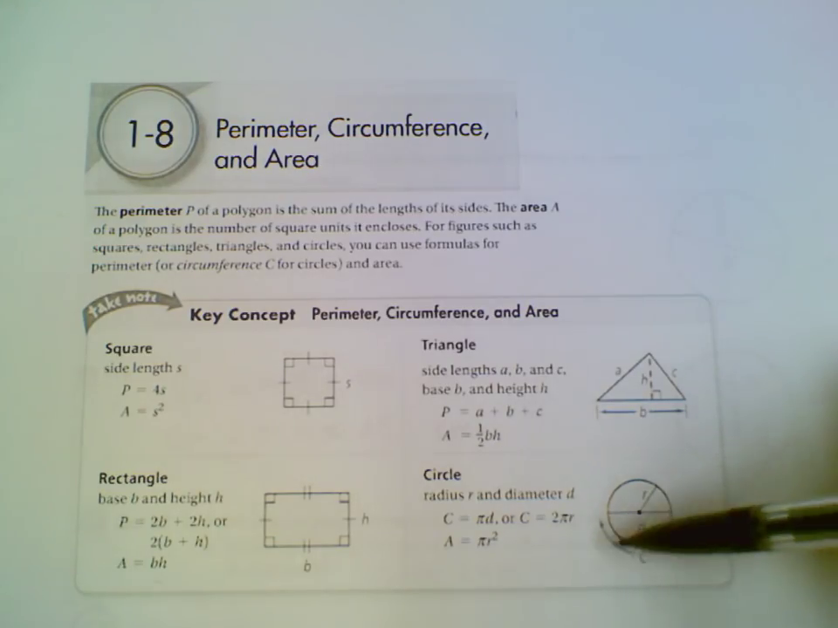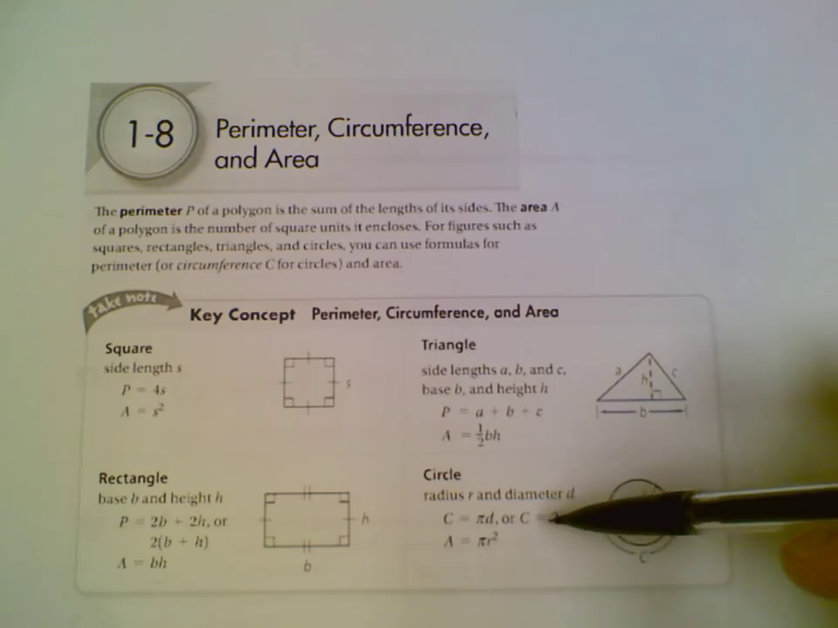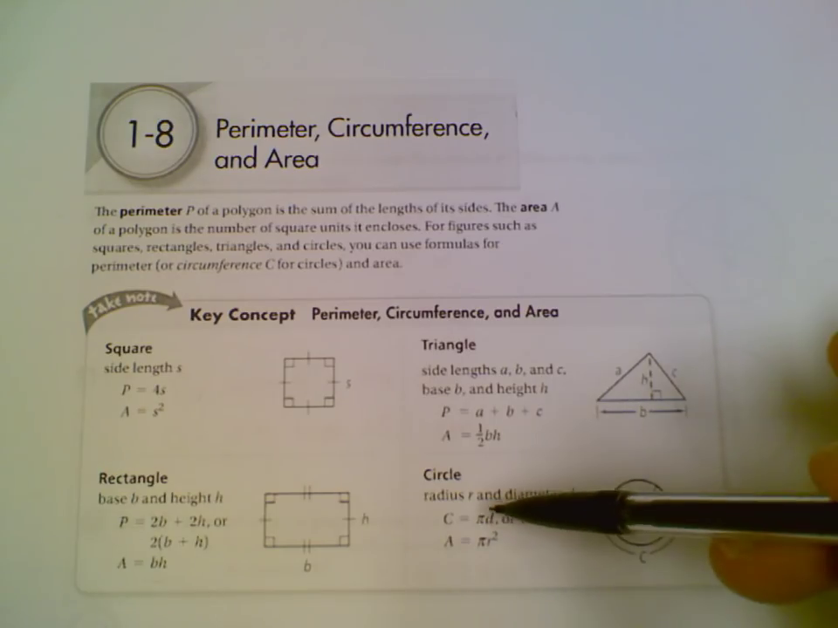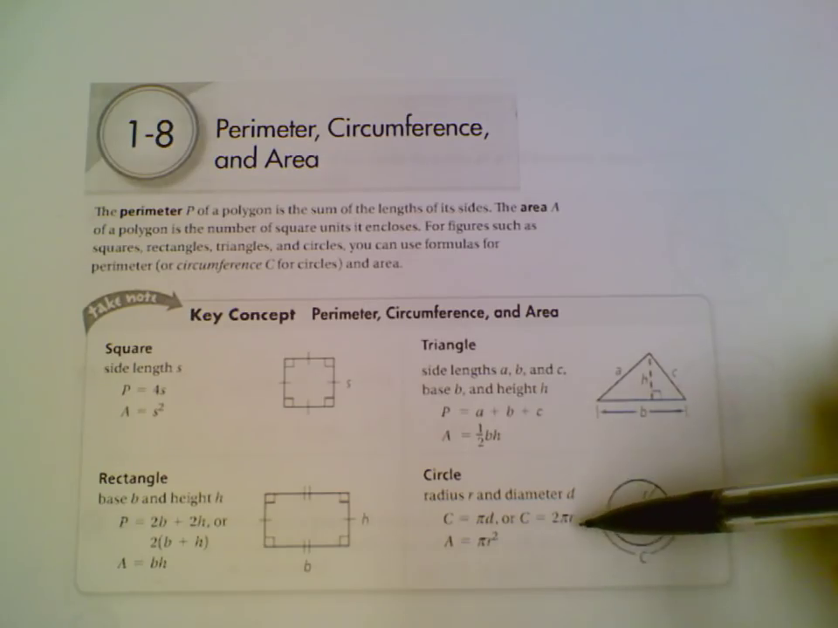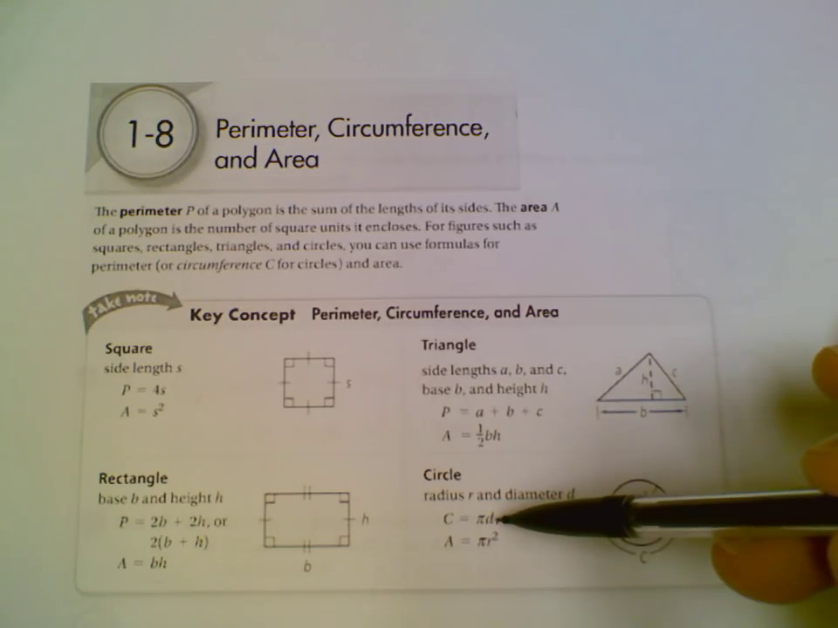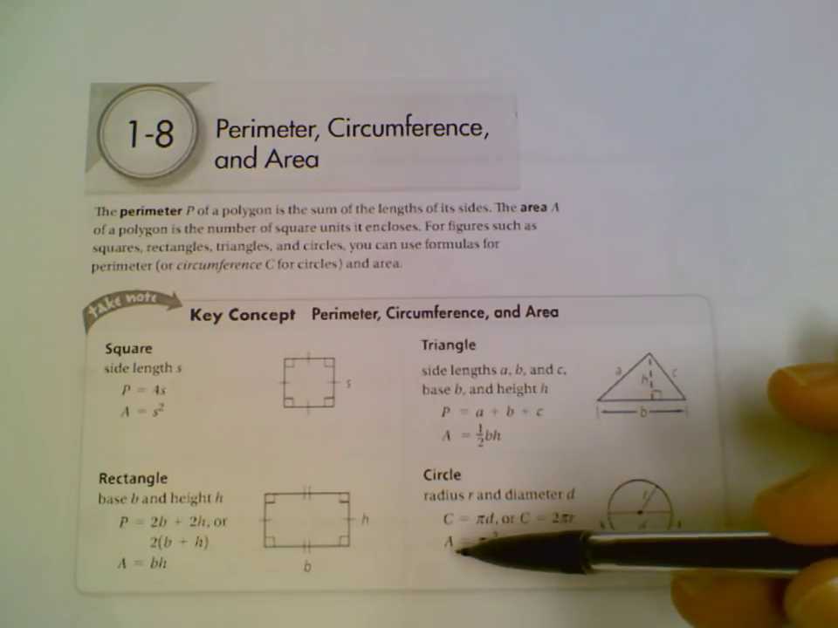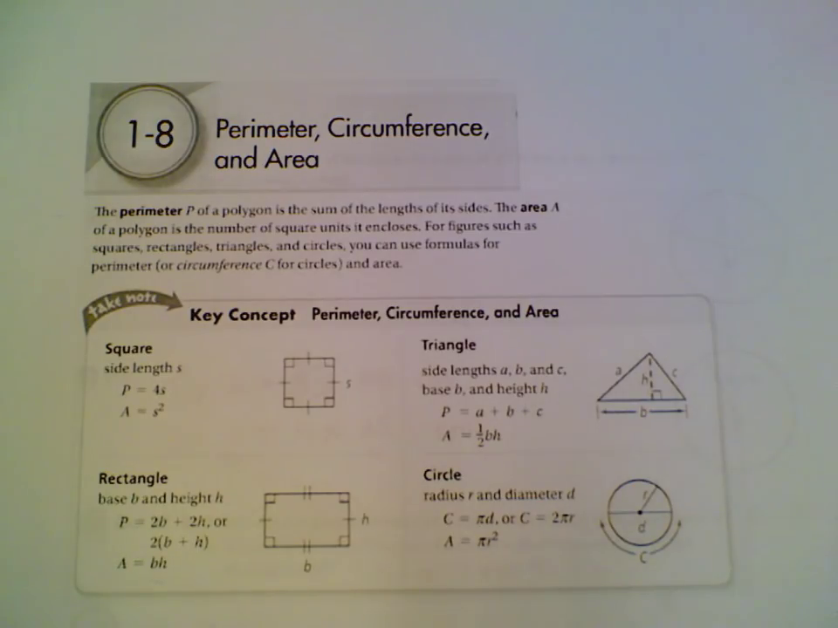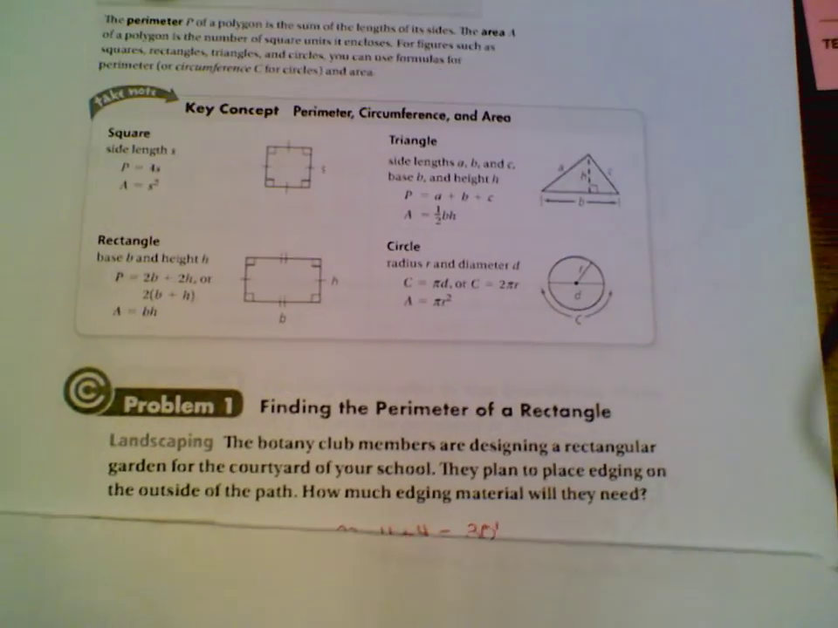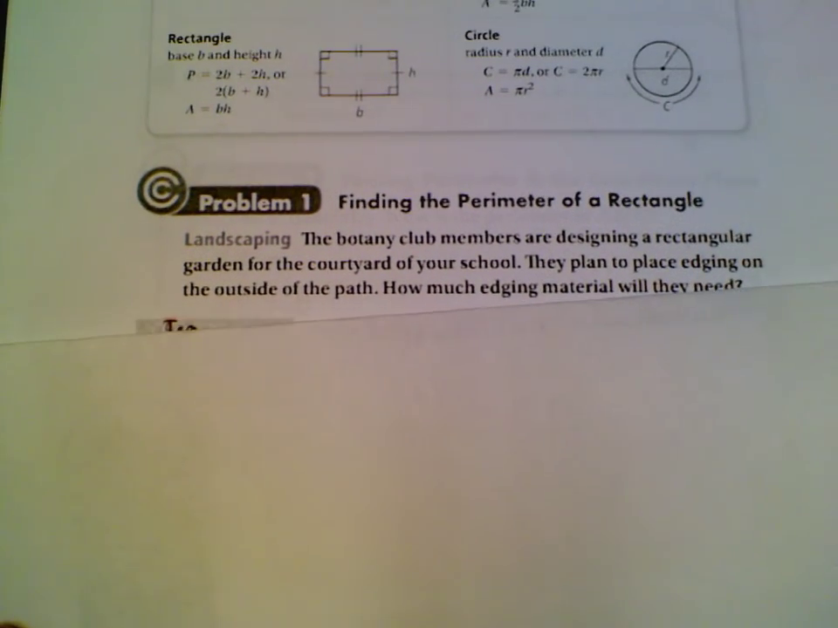And then for a circle, the perimeter is now called circumference. And you have two different formulas, but which one I would use depends on which one they give you. Meaning, if they give you the radius, I would use this one where I do 2 times pi times radius. If they give me the diameter, I would use pi times diameter. And then the area formula for a circle is pi times radius squared, so you always need radius for the area. So let's take a look at some problems utilizing some of those.